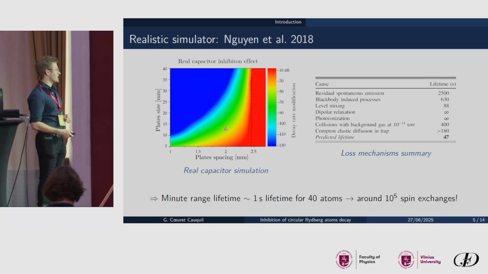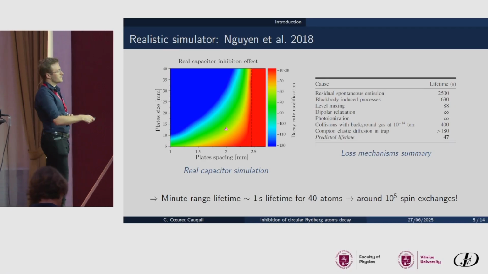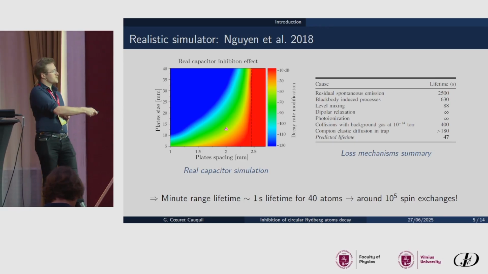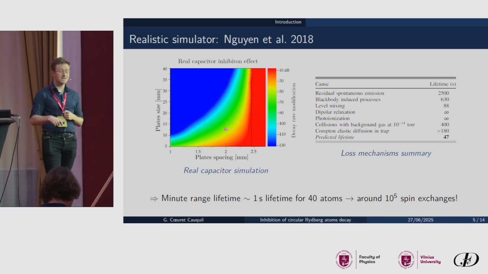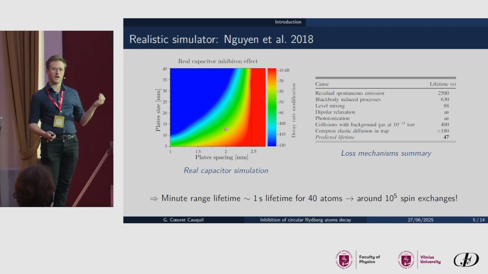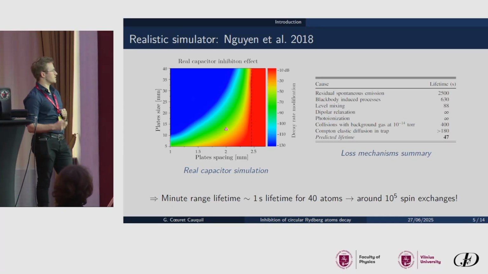And to give just some idea, a lifetime in the minute range means that if you take, for example, 40 atoms, you will have 1 second, which means up to 10 to the 5 spin exchanges for the kind of simulation you want to perform, which is way larger than what was proposed earlier.